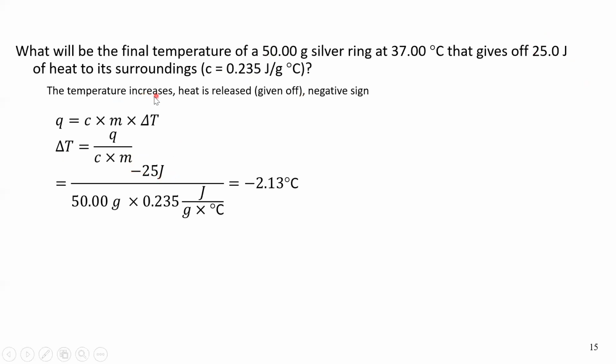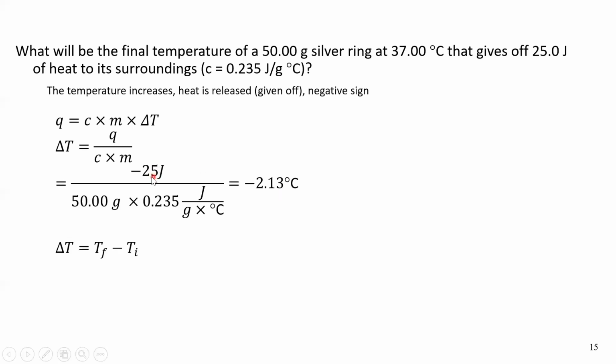This should say temperature decreases. It shouldn't say temperature increases. So negative 25 joules. Okay, our mass is 50.00 grams. The specific heat is 0.235 joules per gram degree Celsius. Notice that grams cancels out and joules cancels out, and we're left with 1 over degrees Celsius. That's where the degree Celsius comes from. So the temperature change is 2.13 degrees Celsius.